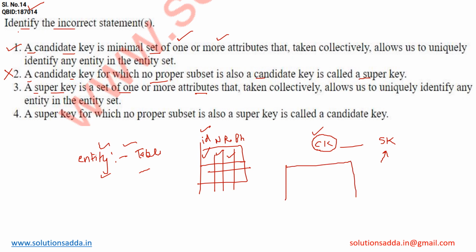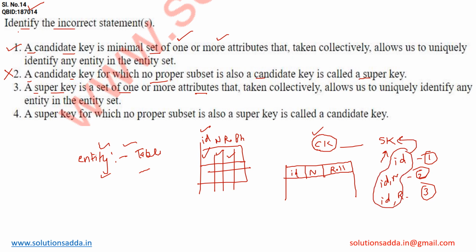Let's take an example. This is a table in which we have the ID, we have name, and we have roll number. So what could be the super keys here? One ID can be one super key. ID along with name can be second super key. ID and roll number again third super key. So these are the number of keys here, and combined we could call them the super keys.